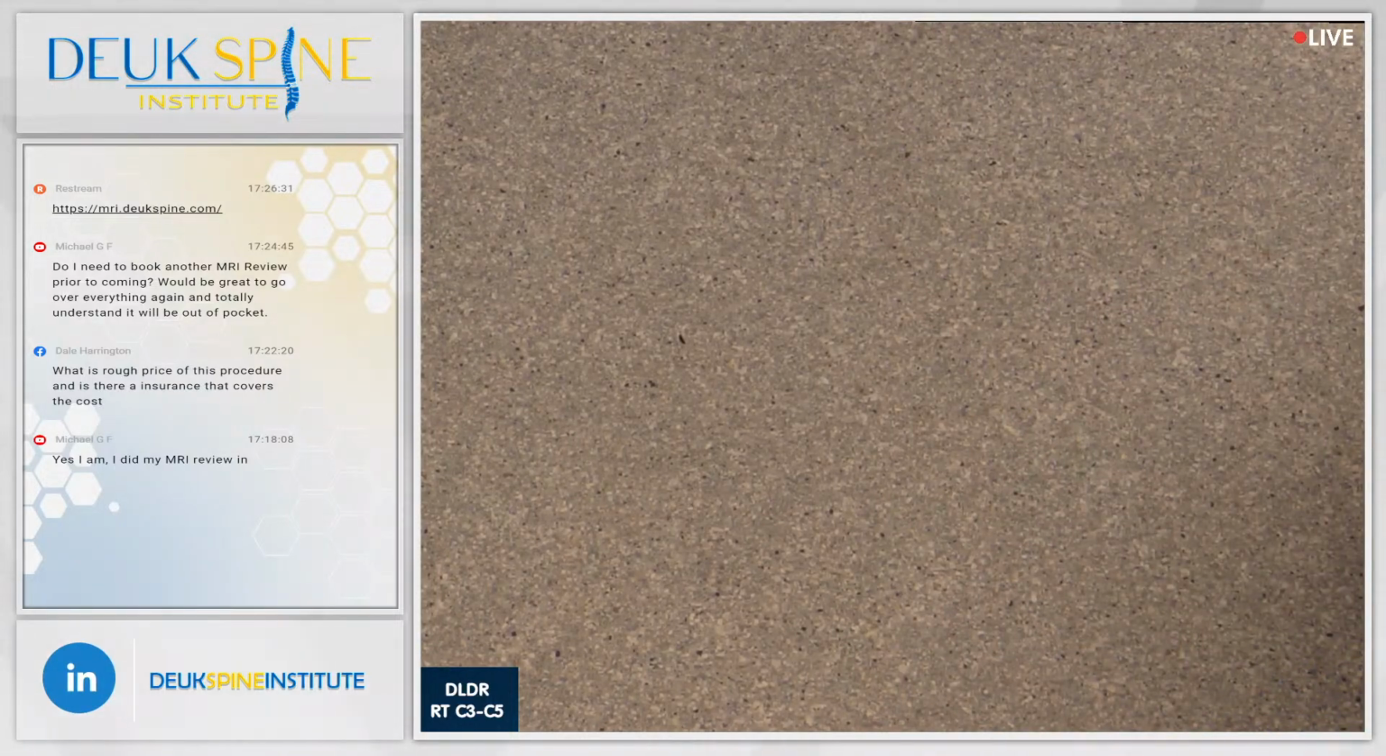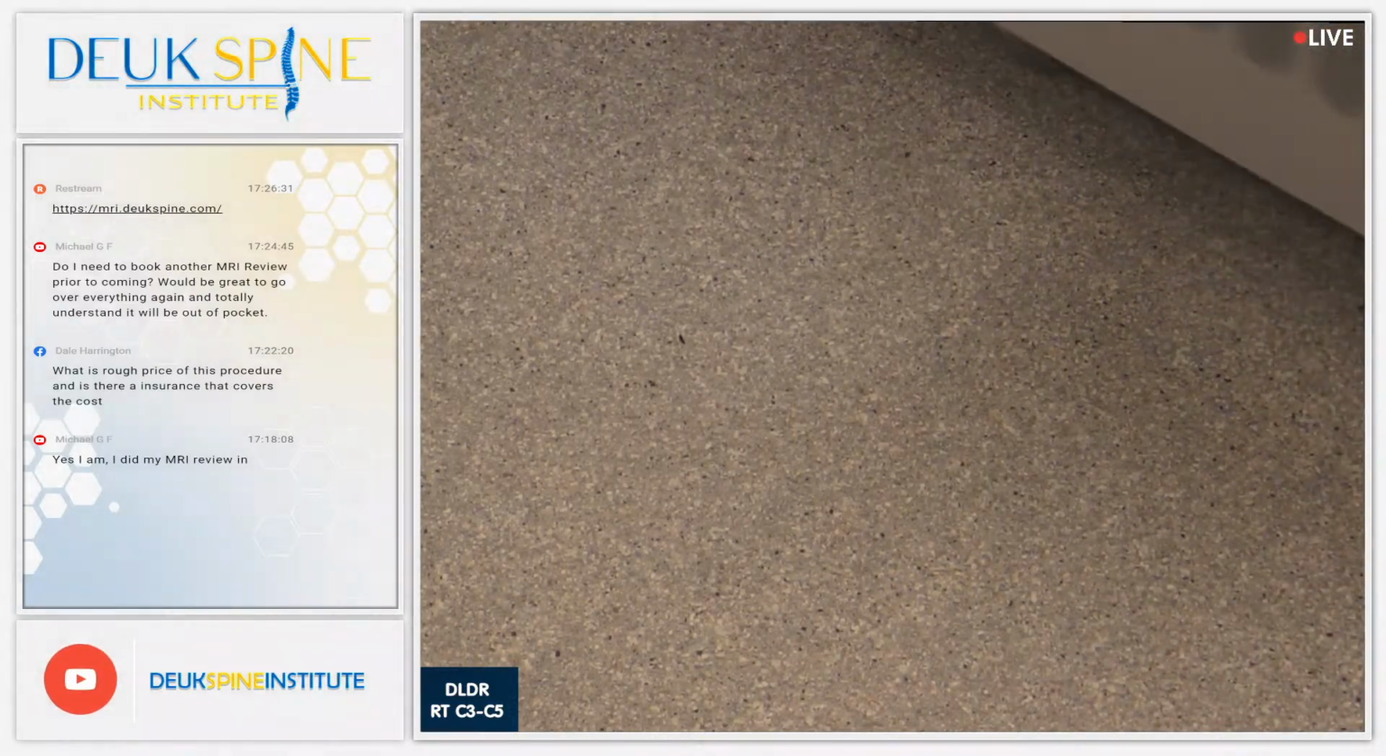All right, blood loss is 0.5 mil, which is 10 drops. Scope use is 7. Any other questions? No current questions.